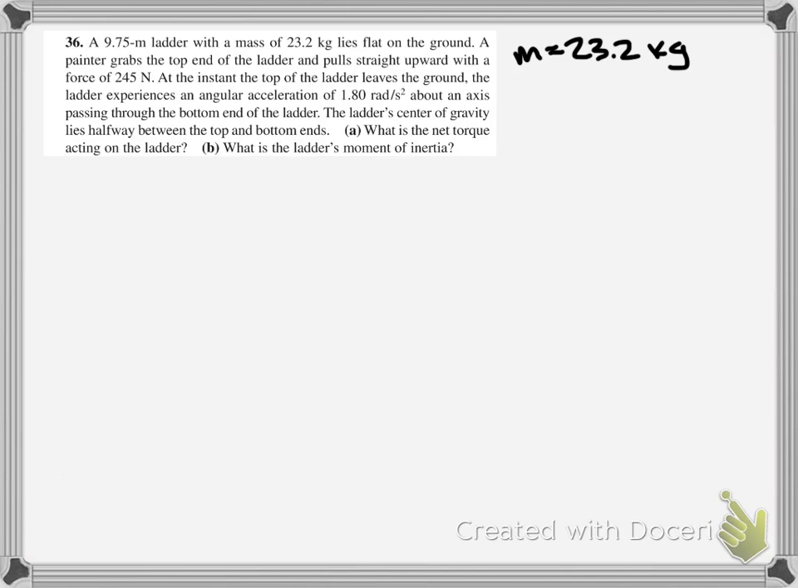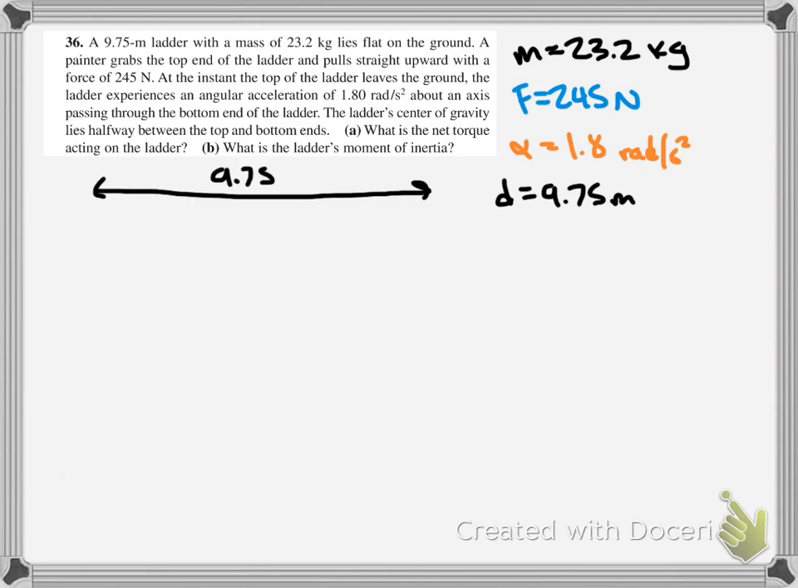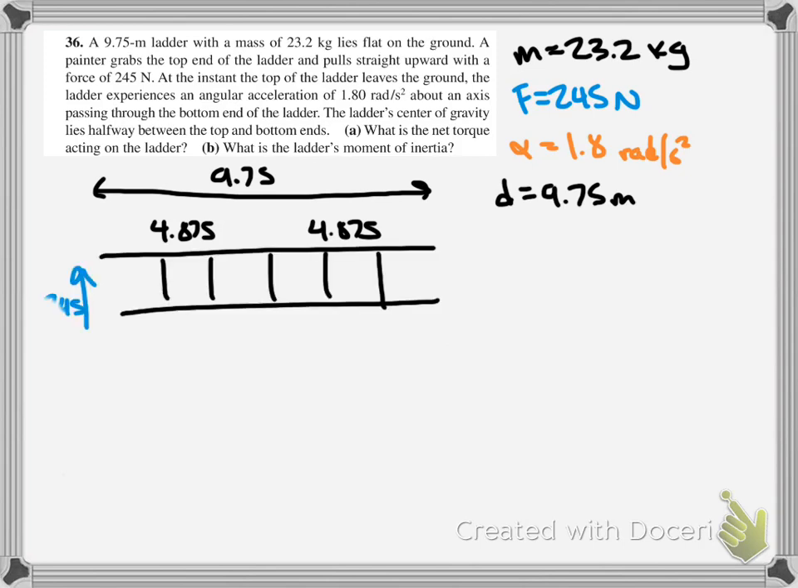Okay, so first let's write down your values. Mass equals 23.2, force equals 245 newtons, your angular acceleration is 1.8 radians per second squared, and the distance is 9.75 meters. So let's draw this out. That's the ladder. Those are the halfway points of the ladder. There you go for the ladder. It's 245 newtons pointing upwards.